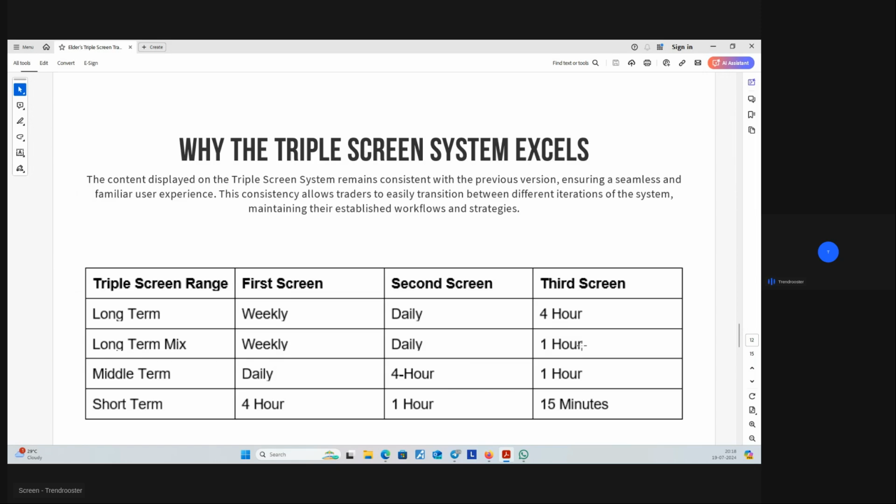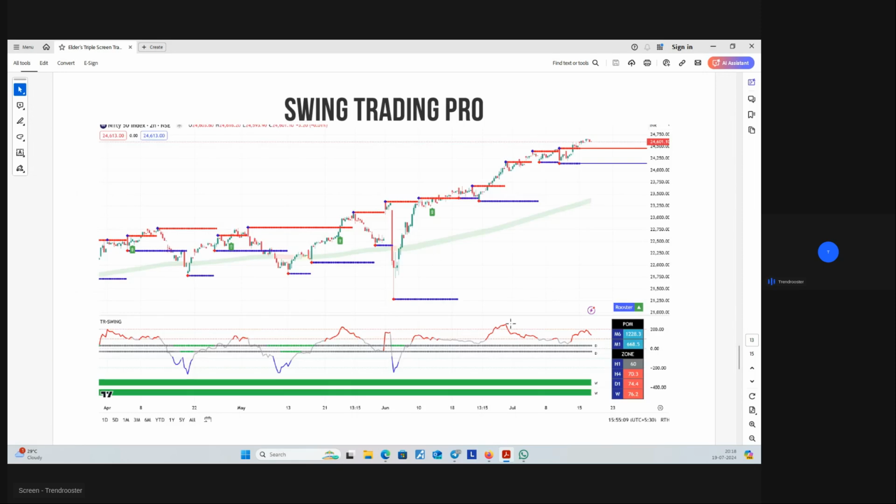So this is an excellent method. The concept is excellent and it works like a charm. Now coming back to Swing Trading Pro, earlier I showed the previous version. This is the newest version. What do you see? The same concept: weekly time frame, daily time frame.